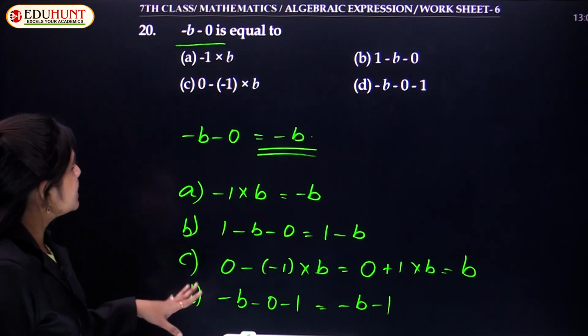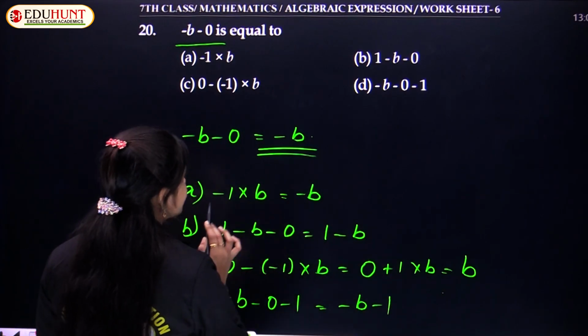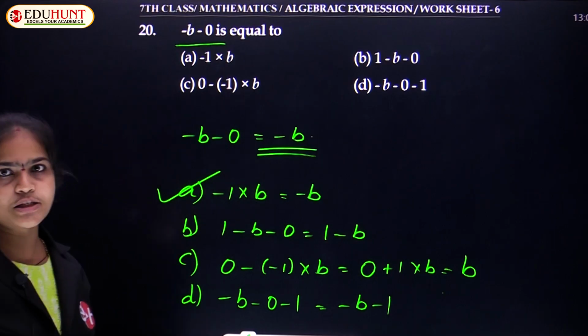Now, this answer is related to which option? Here plus b is there, and here minus b is there. We need minus b only, so that's why option A is satisfying.